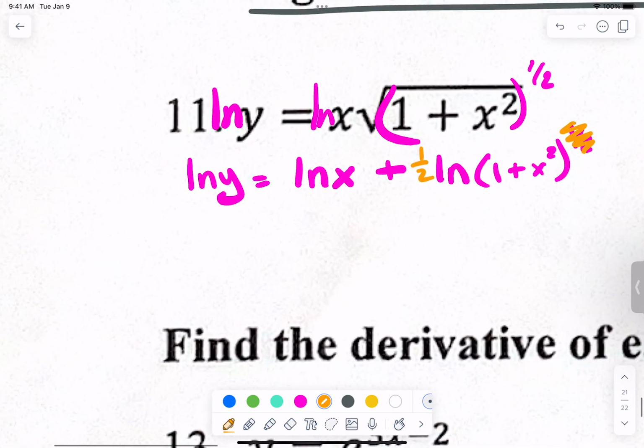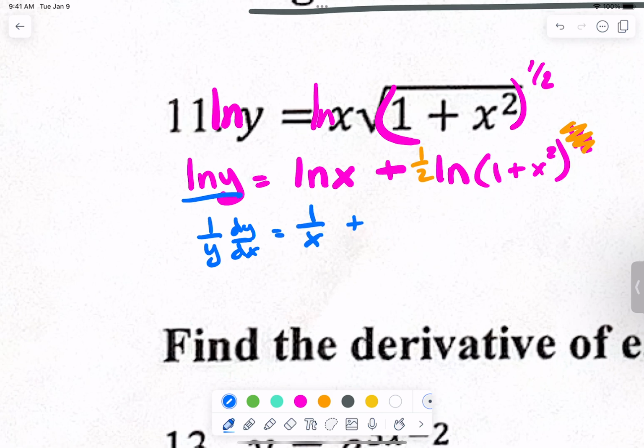Okay, what's the derivative? Now we take the derivative. We haven't even done the derivative yet. 1 over y dy dx, derivative of ln y, equals 1 over x plus. The 1/2 just chills. So the derivative of that on the top is 1 over 2 times 1 plus x squared times the derivative of 1 plus x squared, which is 2x. But I'm going to put the 2x on the top.